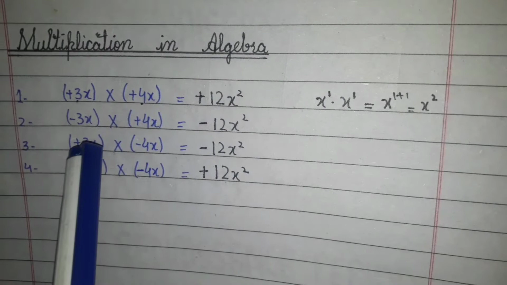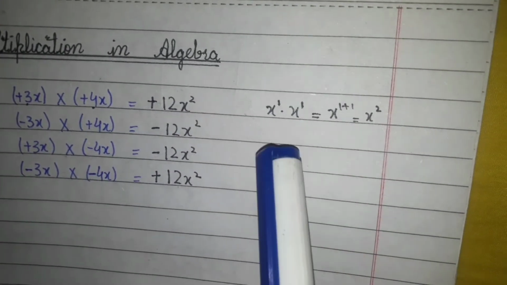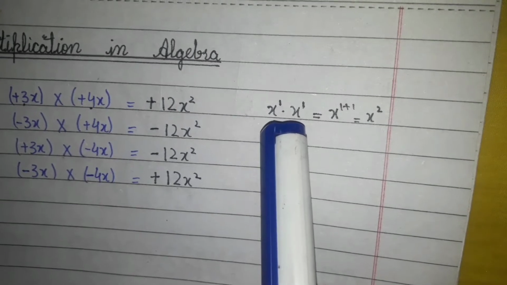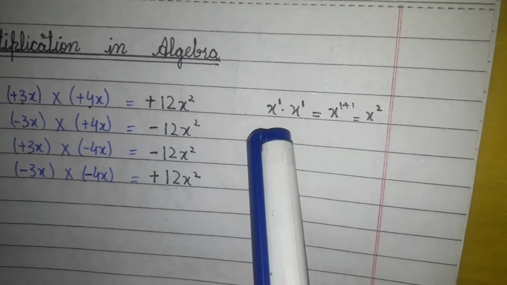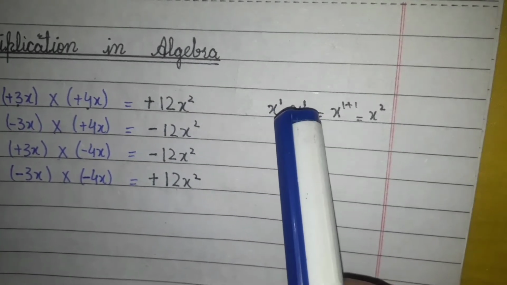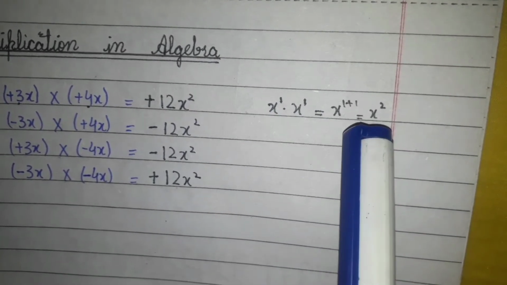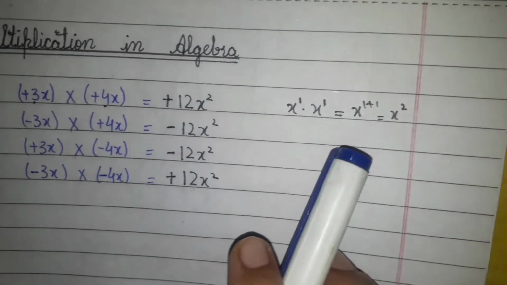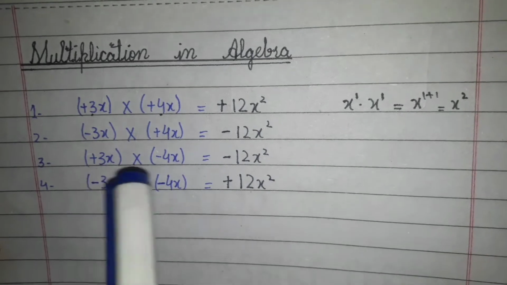Before discussing each possibility, I want to clear one point: when you multiply two similar variables in algebra, you simply add the power of these two variables. It means here each variable has power 1. Then you simply add the power of these two variables, and you will get the answer x square, because 1 plus 1 gives us 2. Now we are moving back to our condition.